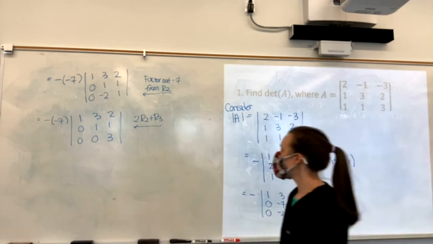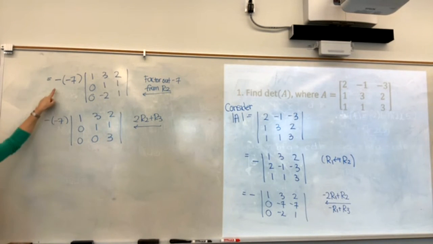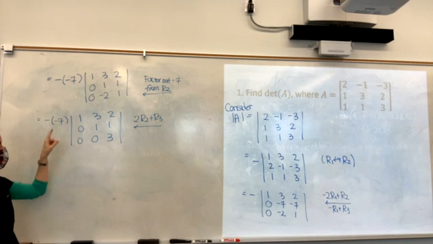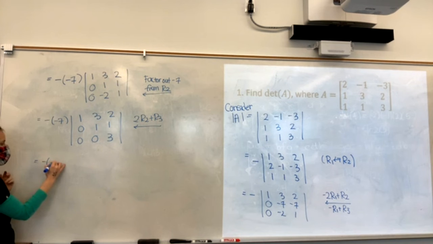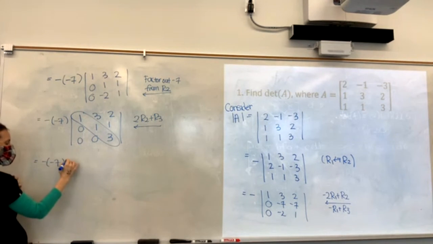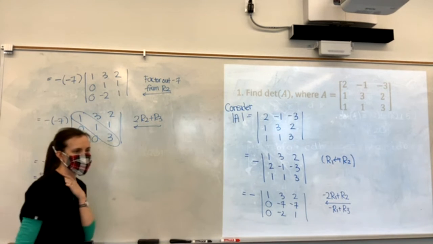And adding a multiple of one row to another does not change my determinant, right? So I've got the negative from the row swap. I've got the -7 from where I factored it out. And now because I have a nice little triangular matrix, I can compute that determinant by multiplying the entries on the diagonal. And we see that we end up with a determinant of 21.